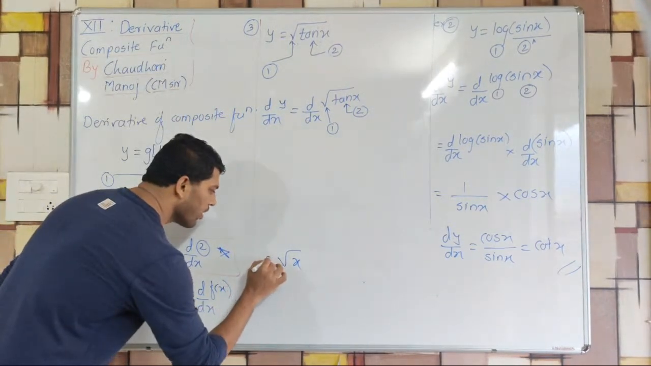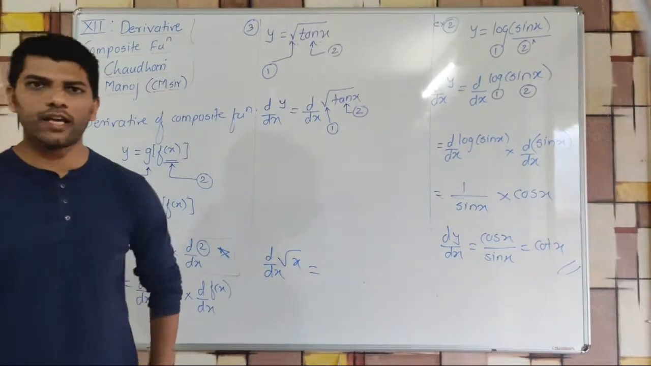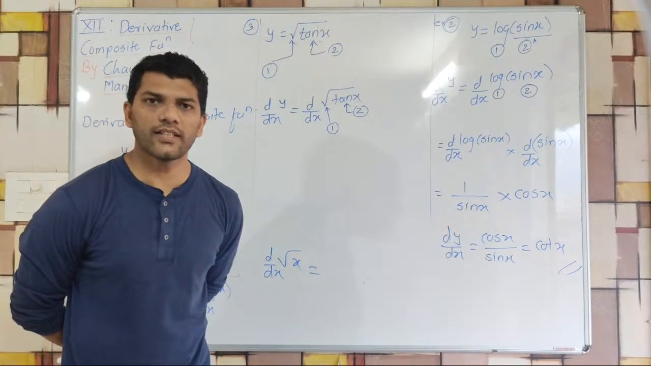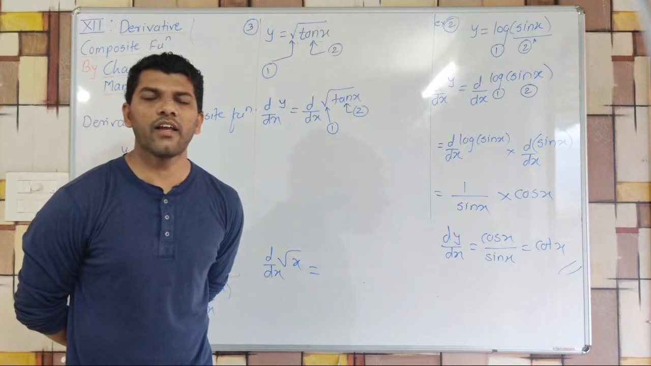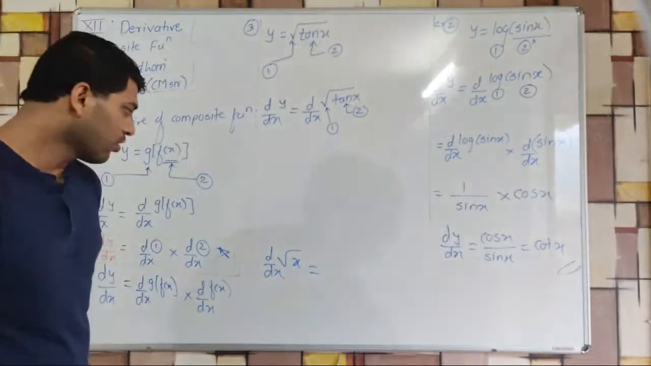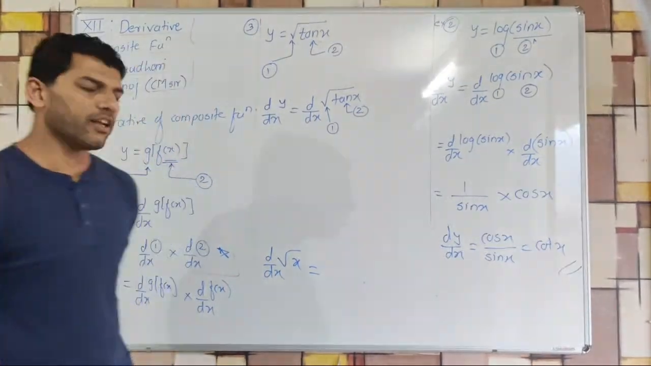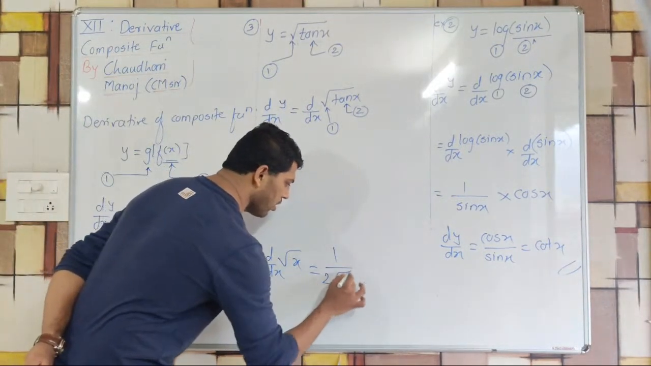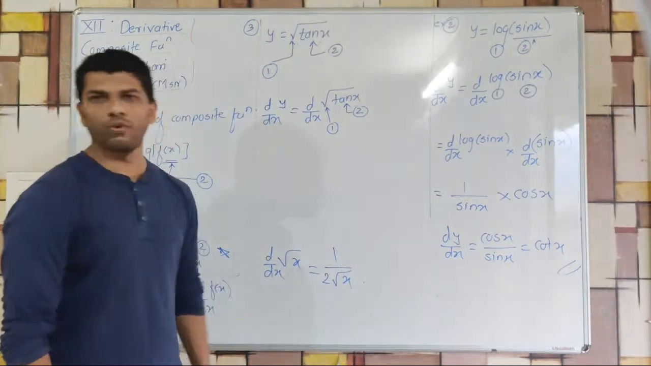Then tell me, what is the derivative of root x, which is a standard derivative. I hope all of you remember the standard derivative list. In the previous lecture we already listed out all the standard derivatives, and I expect you to recall these formulas to tackle this composite. What was the derivative of root x? The derivative of root x is 1 upon 2 root x.